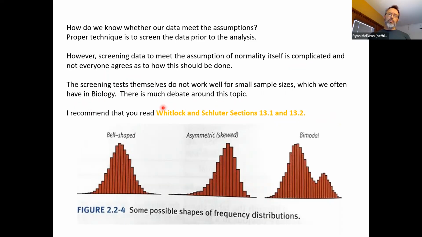If you bought that book, Whitlock and Schluter, you can look at 13.1 and 13.2 and read all about this. Again, here are some distributions: skewed, bimodal, bell-shaped, and we're assuming a bell-shaped distribution. The problem is, especially when you get a small sample size, and I'll show you this later in the semester, it becomes very complicated to try to assess this. If you've got n equals 5 or something, it's difficult.